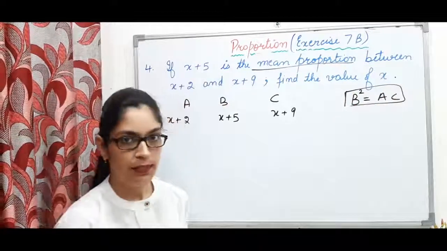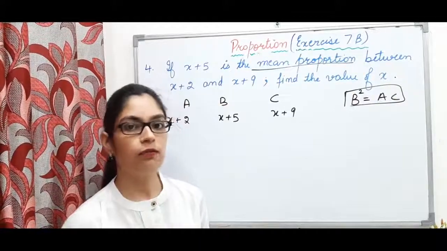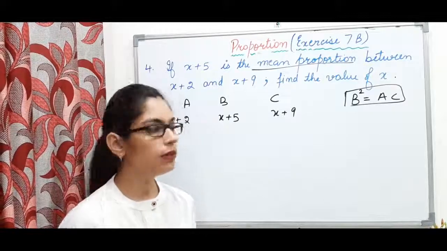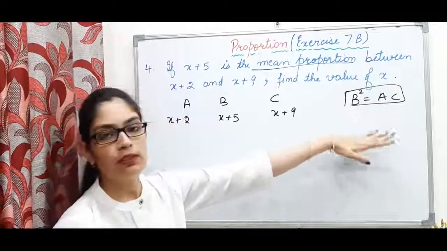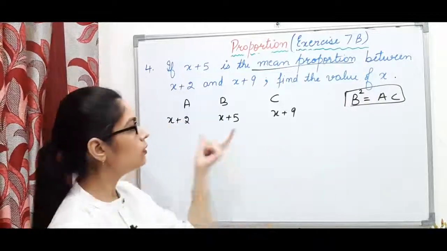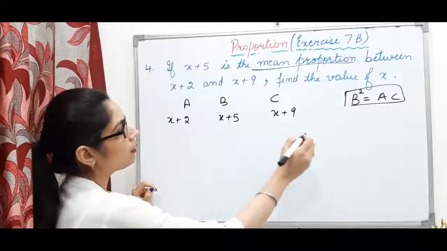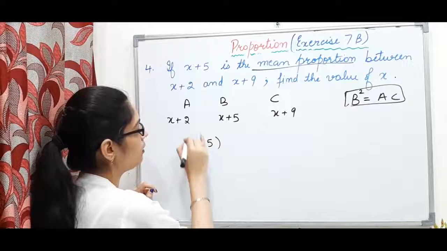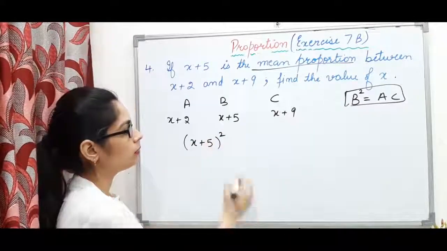I have already explained the concept of continued proportion, and if you haven't seen the introductory video, I have shared it in the description. You can check out that video, then you can proceed with this. So, B square is equals to AC. We will just substitute the values of A, B and C in this formula. So, B is x plus 5. B square, so its whole square, x plus 5 whole square.